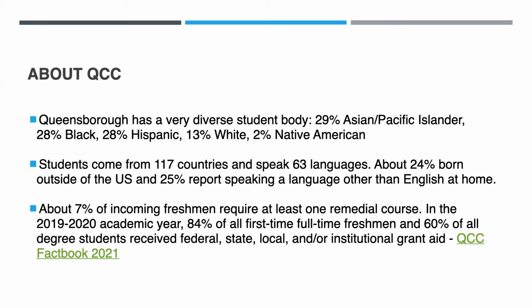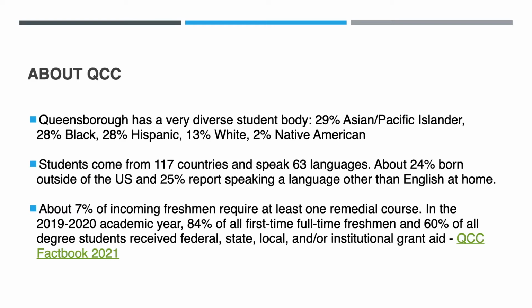But we are a very diverse campus. We have the HSI designation, among other things. Now, our students come from more than 117 countries, speak 63 languages, and 24% are actually foreign born. 25% of our current students report speaking a language other than English at home. The numbers used to be higher. The last time I checked, I remember we had students from about 130 countries, and even more reported speaking a language other than English at home. But the enrollment patterns have changed a little bit since the pandemic.